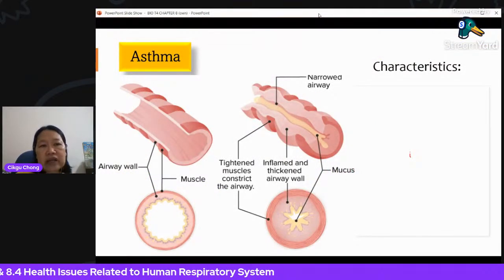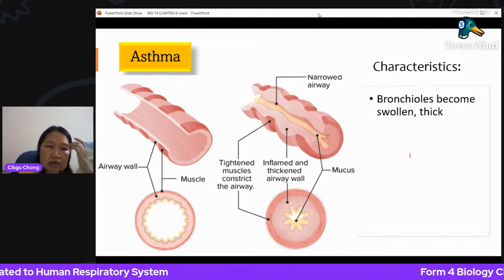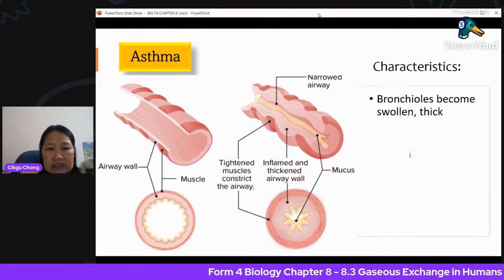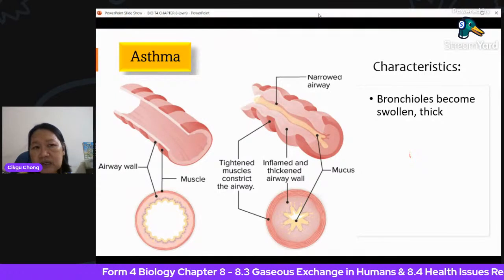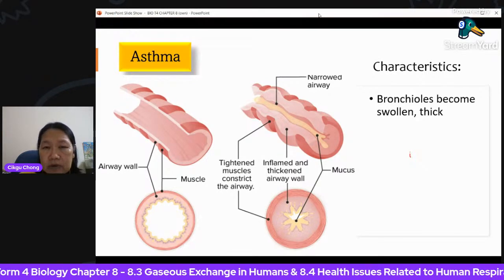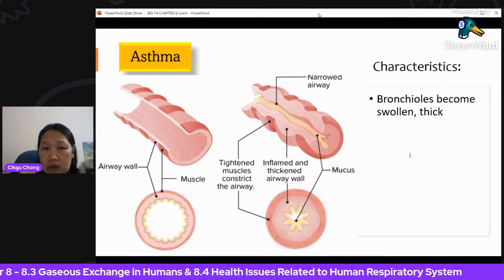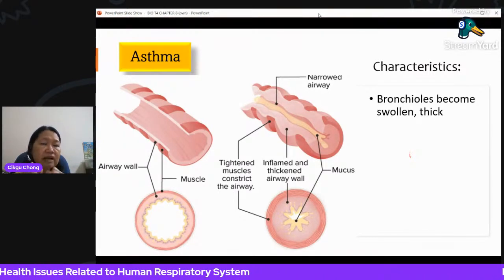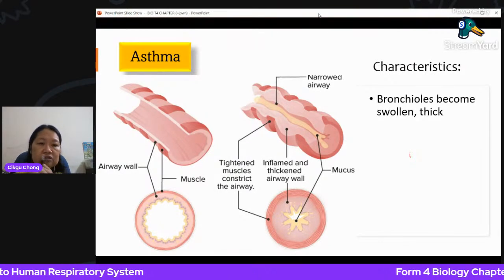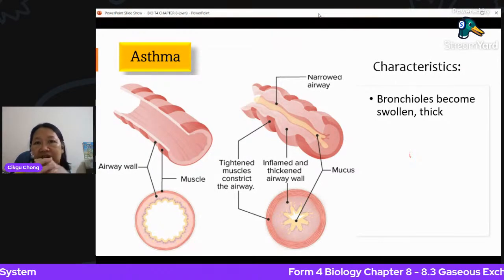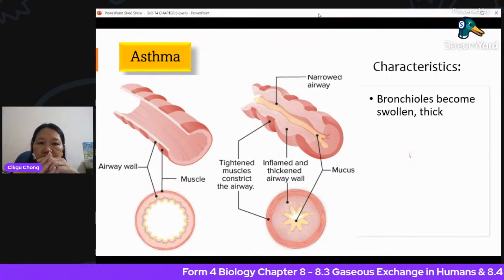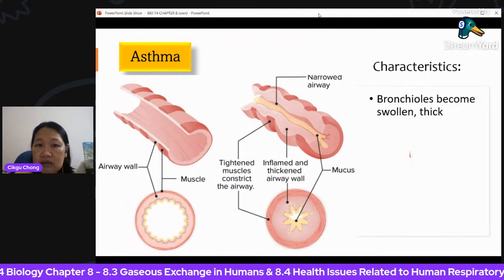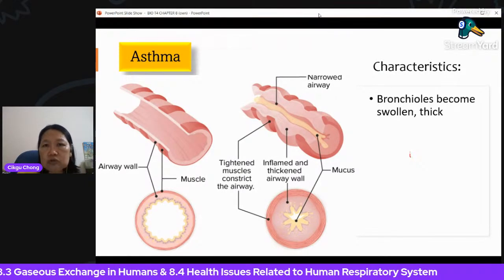Now, asthma. What are the characteristics of this asthma condition? The normal bronchioles are on the left-hand side. The one on the right-hand side is the person who has got an asthmatic attack. You see the bronchioles have become swollen and the walls have become thicker. The muscles have tightened. When you have an asthma attack, the smooth muscles around the bronchioles tighten up and contract. When they contract, it makes your airway very narrow, and that makes the air difficult to go through and be transported to the alveolus.